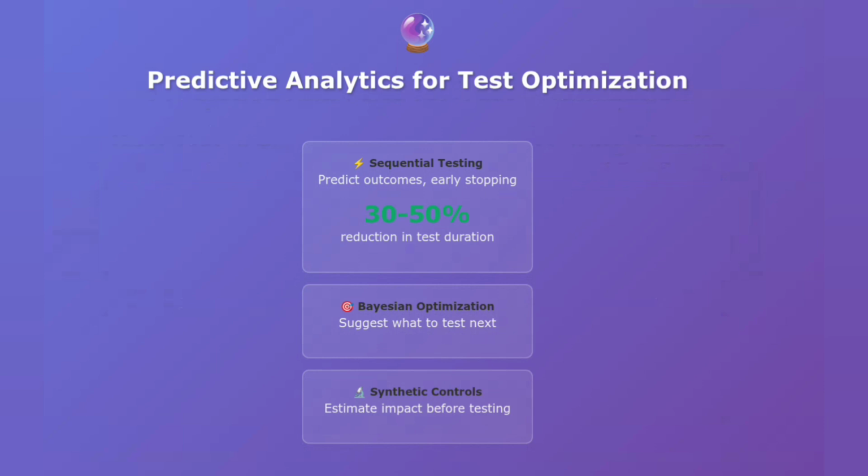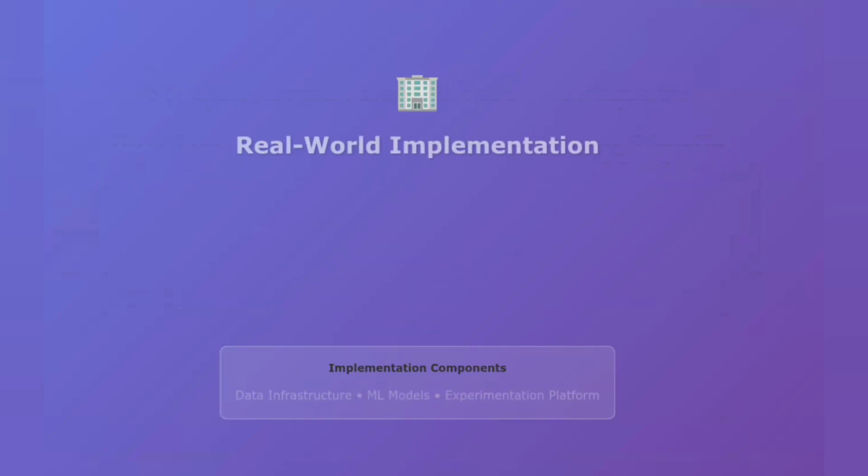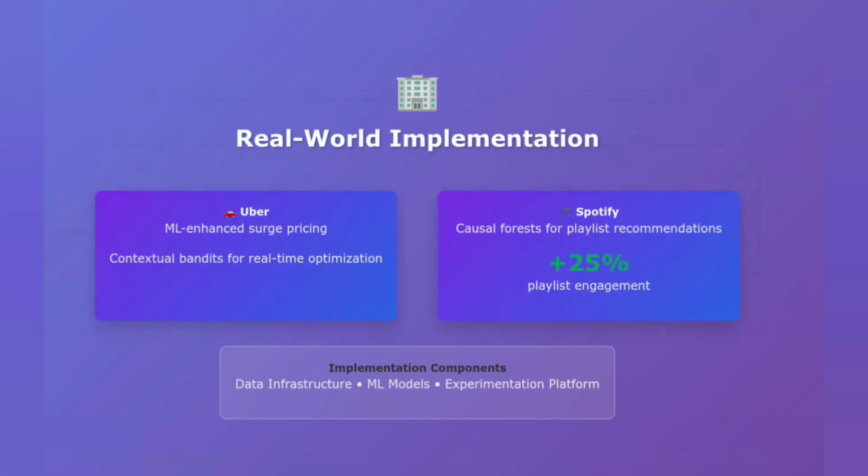By creating synthetic control groups from historical data, you can predict how a new feature will perform and optimize your test design accordingly. This is like having a crystal ball for A/B testing. Let's see how this works in practice with a real case study. Uber uses ML-enhanced A/B testing for their surge pricing algorithm. Instead of testing one price multiplier against another, they use contextual bandits that consider time of day, weather, local events, and historical demand patterns to optimize pricing in real time for each geographic area.